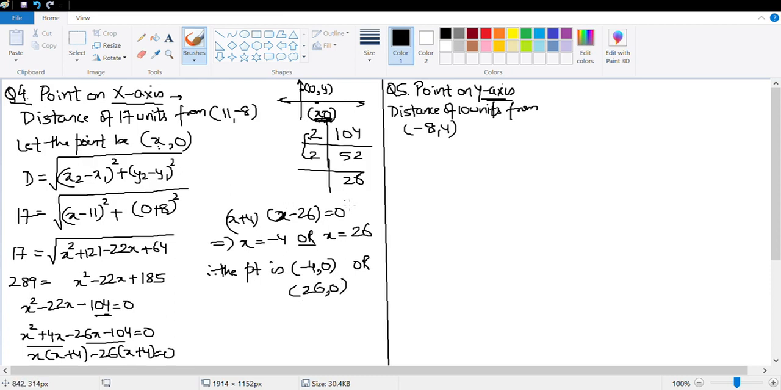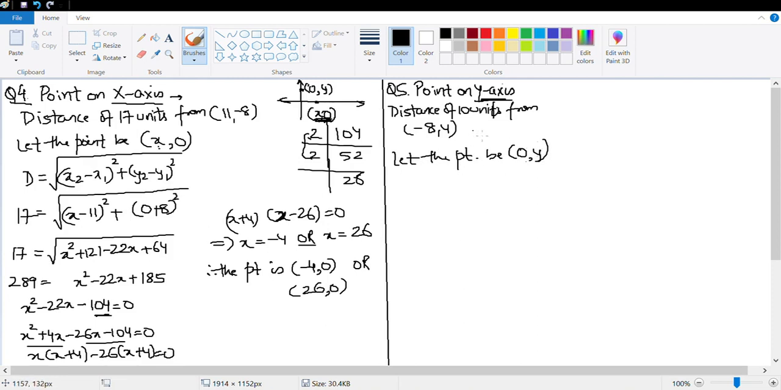Perfect. Let's look at the next question. That's question number 5. Exactly a similar question, but this time the point is on the y-axis. So let the point be 0 comma y. Right? We know that the abscissa of this will be 0 and the ordinate we don't know, so we've taken it as a variable y.